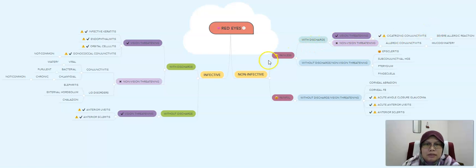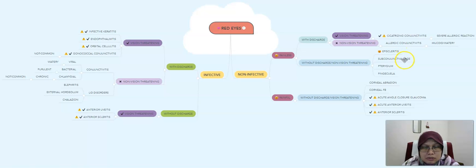So how about red eyes which are painless, without discharge, and non-vision threatening? Top of the list is episcleritis. Actually, episcleritis patients may have some discomfort, but the pain is not that bad. They usually have a patch of redness in the eye, commonly in young women.